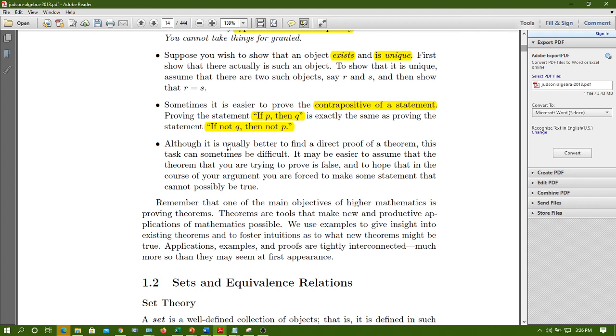So remember that one of the main objectives of higher mathematics is proving theorems. Theorems are tools that make new and productive applications of mathematics possible. We use examples to give insight into existing theorems and to foster intuitions as to what new theorems might be true. Applications, examples, and proofs are tightly interconnected, much more so than they may seem at first appearance.